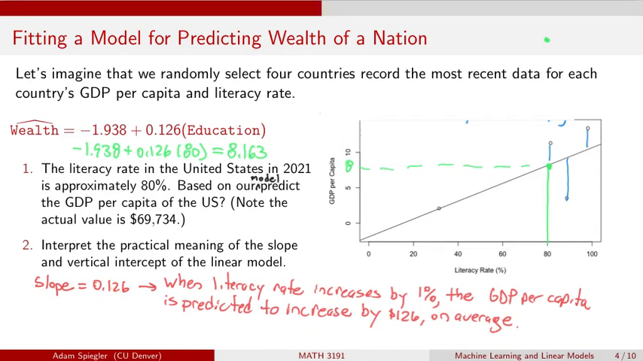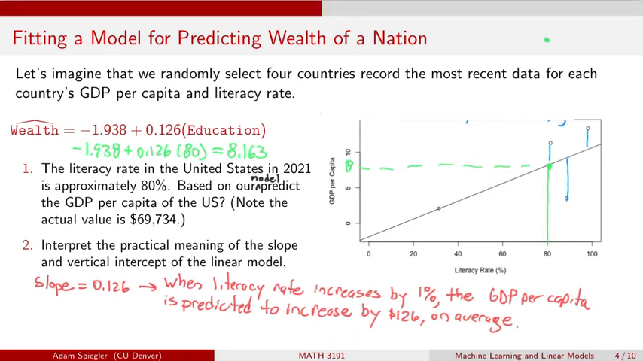So I want to convert this maybe into individual dollars. So that gives us really good information in general if I want to know if I increase my literacy rate by a certain number of percentage points, about how much should I predict that the wealth of this country is going to increase.